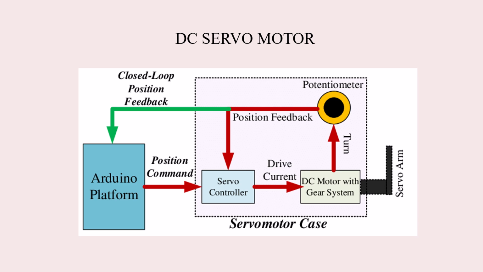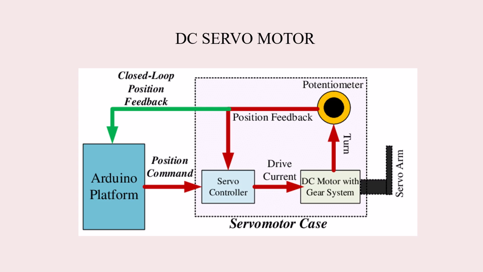This is the basic block diagram of the DC servo motor, used with the Arduino platform. Arduino is the controller which controls the servo motor position. That means the motor rotates either clockwise or anti-clockwise, either 90 degrees or 10 degrees, however it needs to be. That is controlled through this setup. This is the basic block diagram of a DC servo motor.